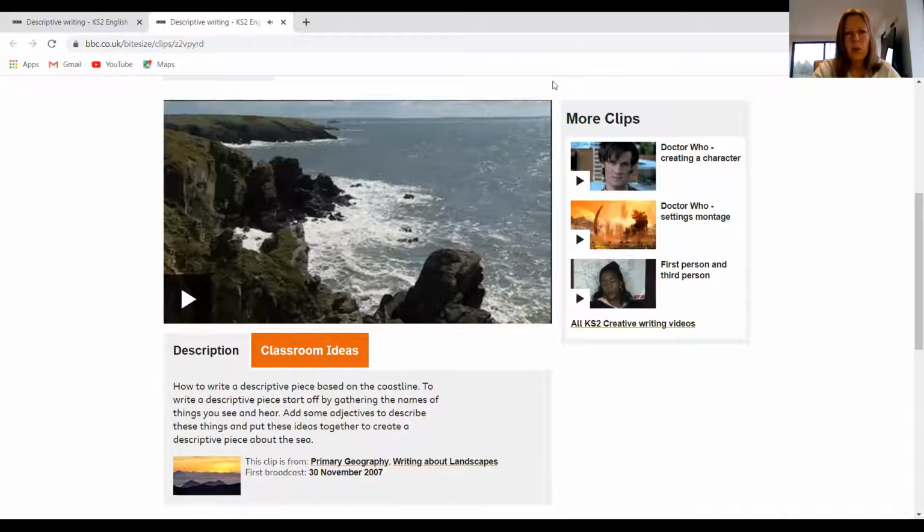There we go. So you can see there from that video clip that one of the techniques that he was using was thinking about the senses, and that's something that we've talked about a lot in our writing when we've been in class together. And using those senses, he was coming up with lots of different word types to try and piece together those sentences. And that's what we're going to have a look at doing today. So thinking about the senses and thinking about the different word types and looking at how we can use those.